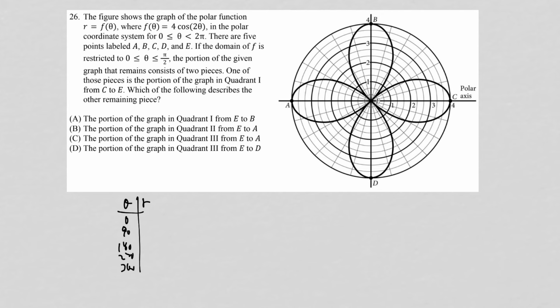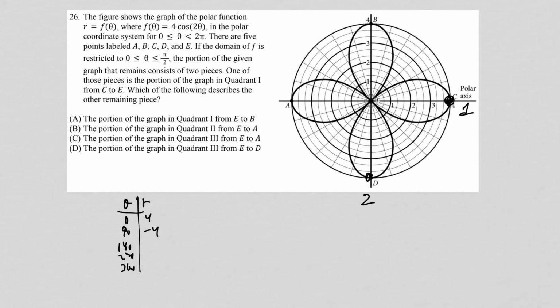is you plug in 0 into this function, and you get cosine 0, which is 1, so you get 4. You plug in 90, cosine of 2 times 90, cosine of 180 is negative 1, times 4 is negative 4. And basically you graph those points, 0, 4, 90, negative 4. So this was the first point that got plotted, and then that one.